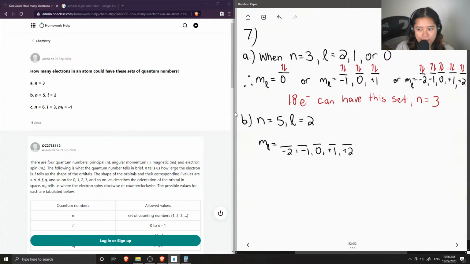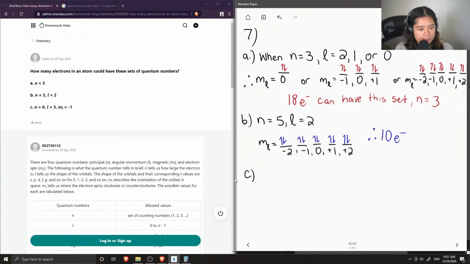So when we fill out electrons in the orbitals, we want them to all be facing the same direction first. So this is how you would fill it up. And then once you continue and add more electrons, this is when you would show them going in the opposite direction. So that's how to properly fill in the orbitals. I didn't do that the first time. And if we count it all out, then we can see that 10 electrons can have the set n equals 5, L equals 2.